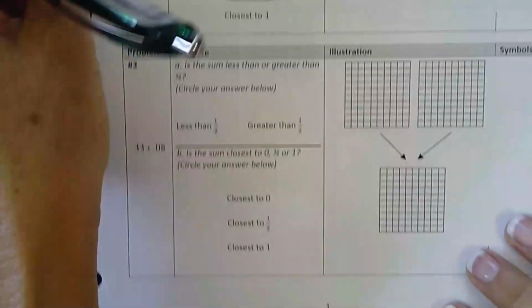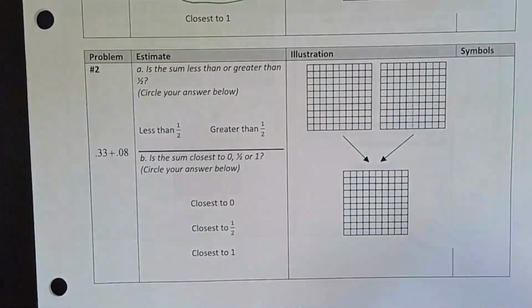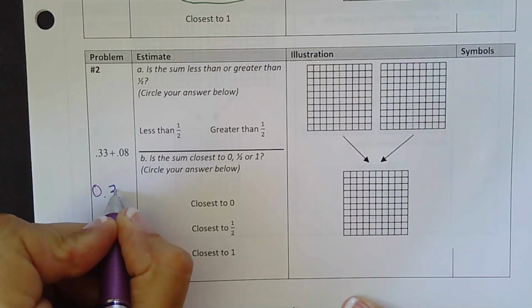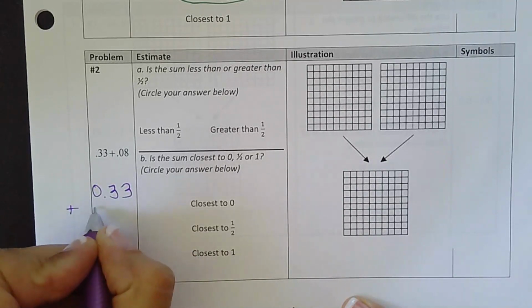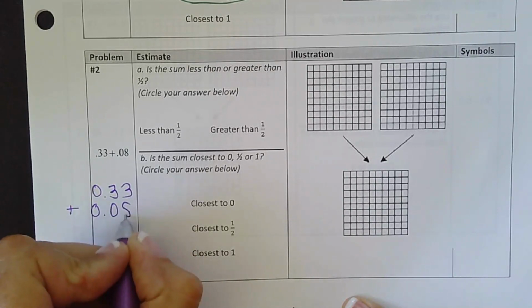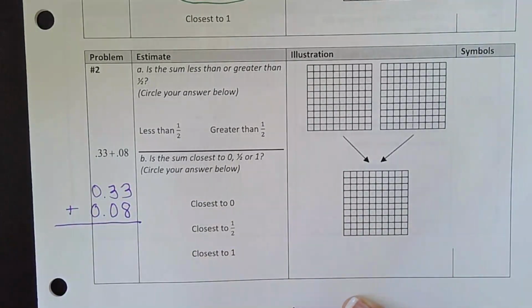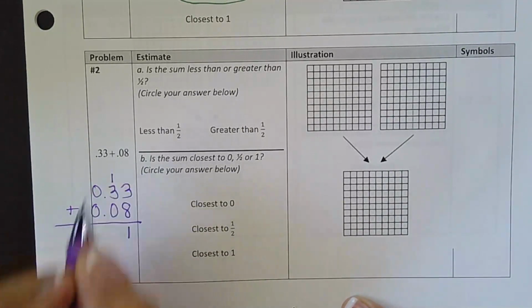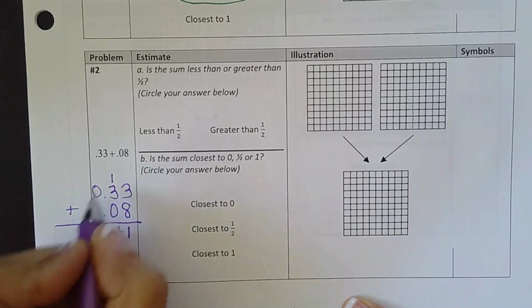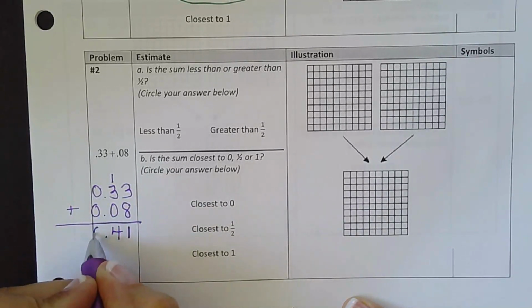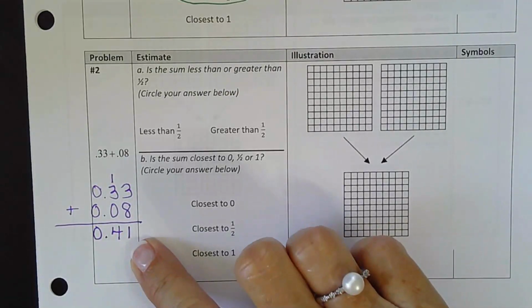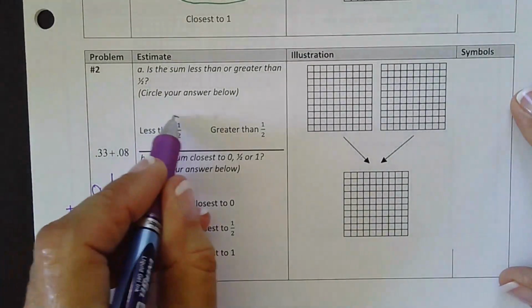Okay, let's do one more together, and then you guys can do the 2 on the next page. So 0.33 plus 0.08. Line up the decimal places whenever you're adding and subtracting. 11, carry our 1. 3 plus 1 is 4. Decimal straight down, 0.41. So this is smaller than 50, which means it's less than a half.